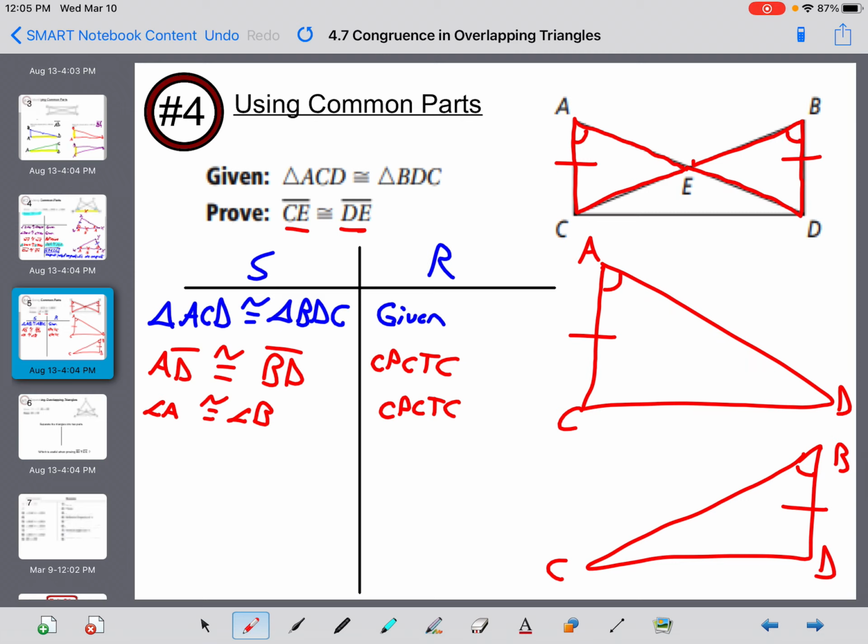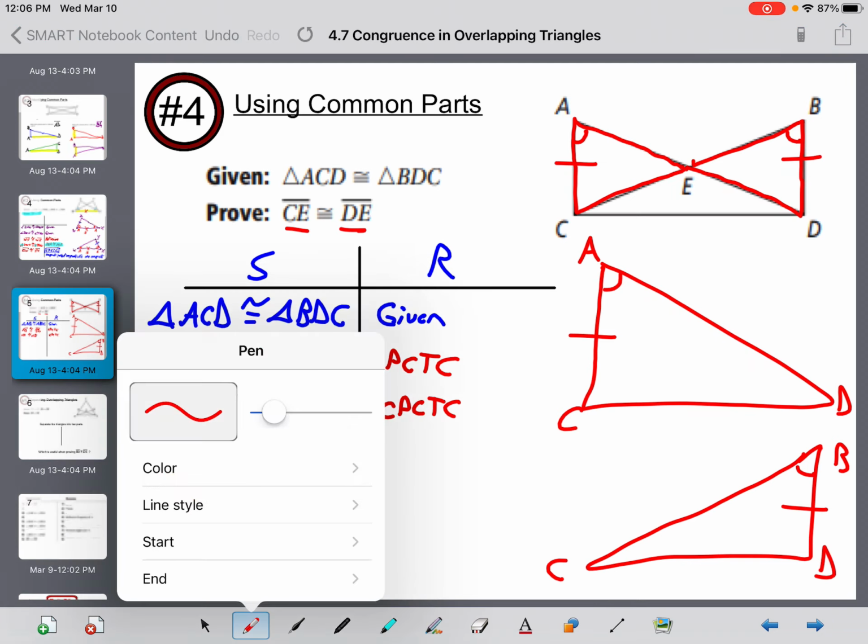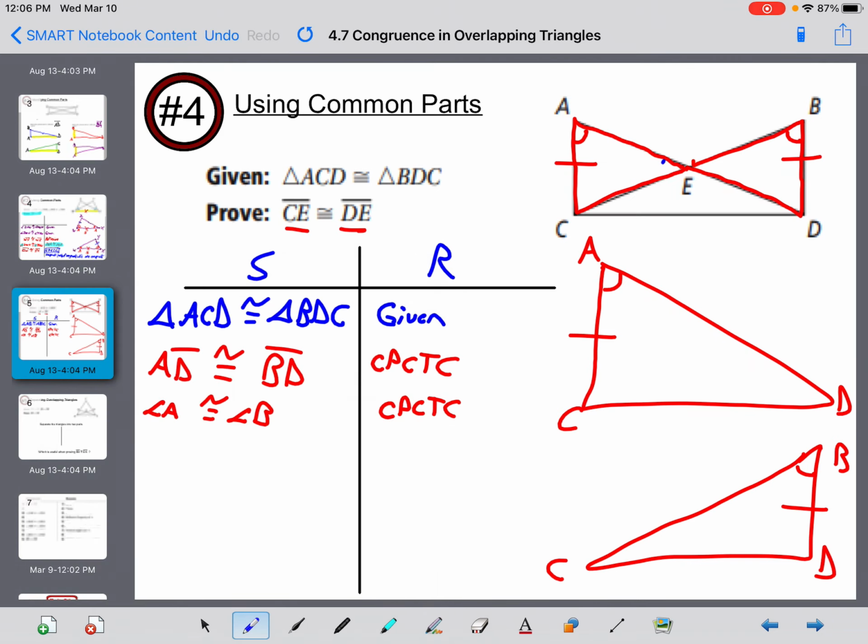Okay. We also know what? That I see a bow tie right here. Angle AEC is congruent to angle BED. And that's because vertical angles are congruent.